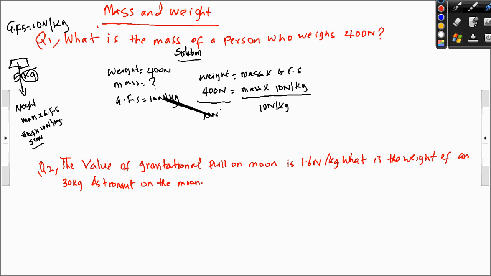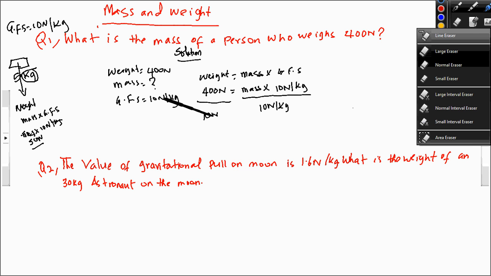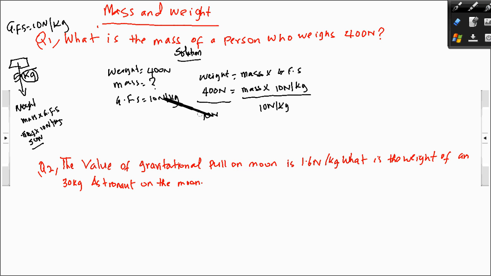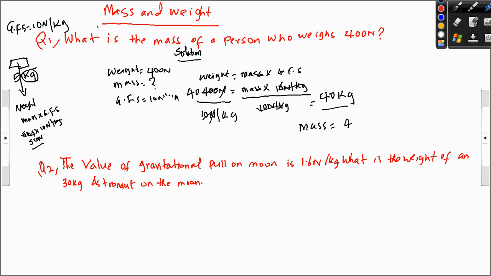So divided by 10 Newton per kilogram. So this is going to cancel this out, and 10 has to go into 400, 40 times. So the Newton has to cancel the Newton out. So now you have the remaining to be 40 kilograms. So the mass now is going to be 40 kilograms.